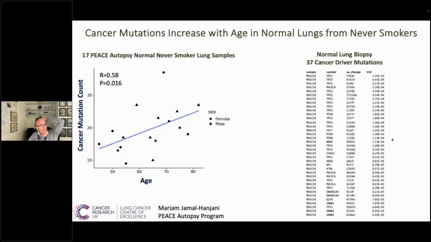So where do we get these mutations from? Well, the answer is we get them by aging.